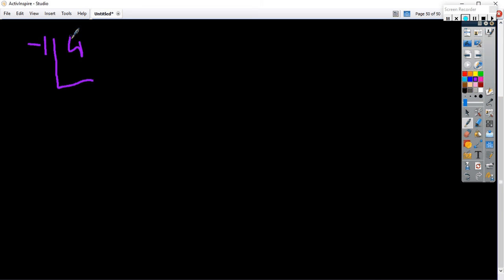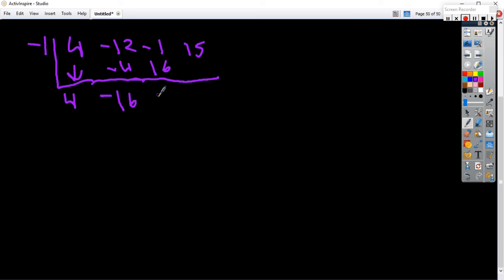So it's negative 1. Nice. All right, 4, negative 12, negative 1, and positive 15. Don't divide them like that. All right, so you pull this down. 4, negative 4, negative 16. Multiply that, positive 16. Oh, it's about to work. Give you 15. About to work, about to work. Negative 15, 0. Boom! It works.